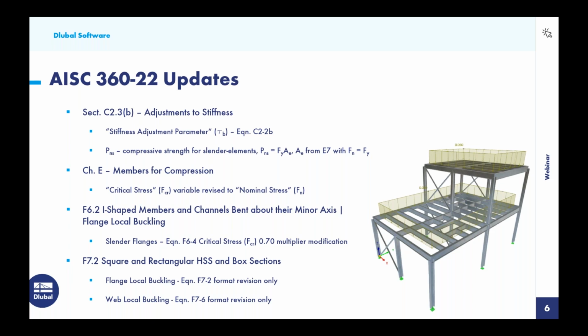There's an equation here for slender flanges where we have a multiplication factor of 0.7 that was slightly modified when we compare that to the previous standard. Section F7.2, square and rectangular HSS and box sections. For both flange and web local buckling, there were some major format revisions to these equations. So still the same values when we compare that to the 2016, but you'll certainly see a significant difference when we look at the formulas themselves.